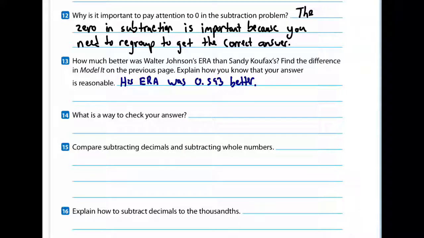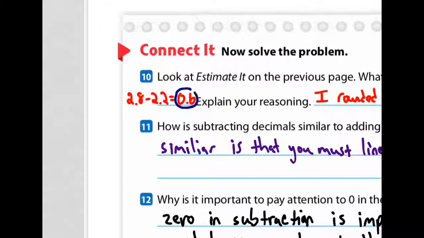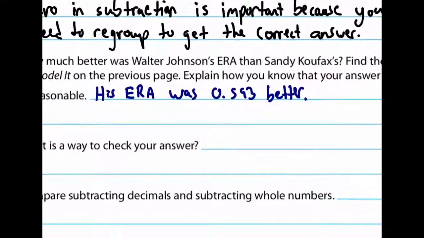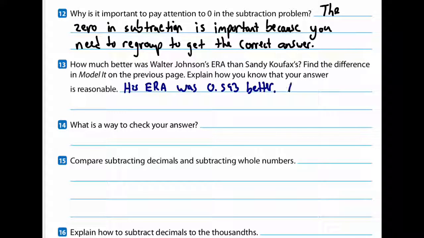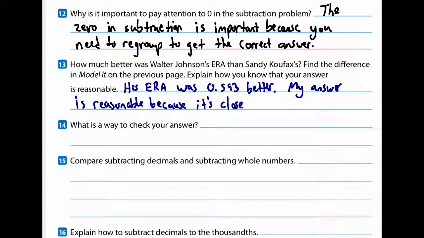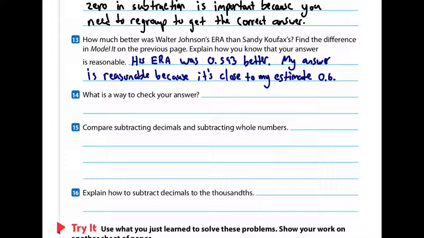Now, explain how you know your answer is reasonable. Remember up at the top what I estimated? I estimated 0.6. Notice 0.593 is really close to 0.6. So, my answer is reasonable, because it is close to my estimate. And my estimate was 0.6. All right. Now, if you made a mistake, make sure you fix it in your subtraction.